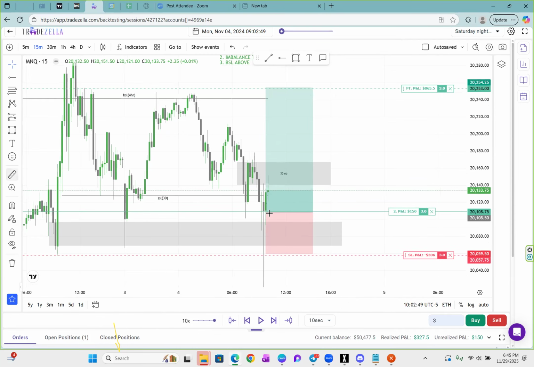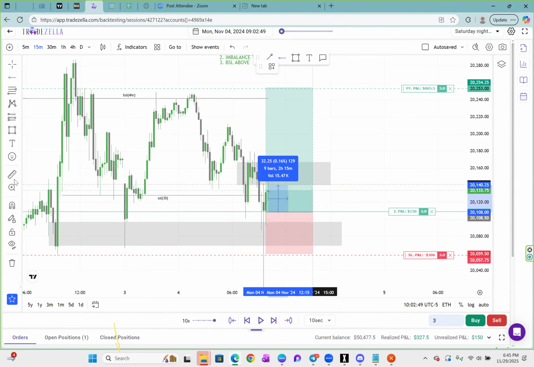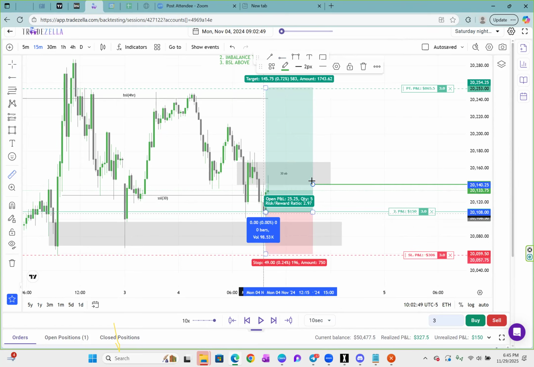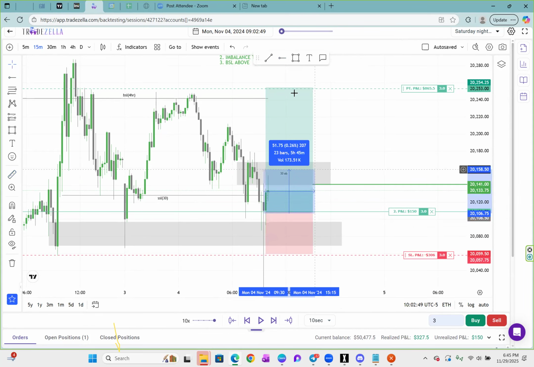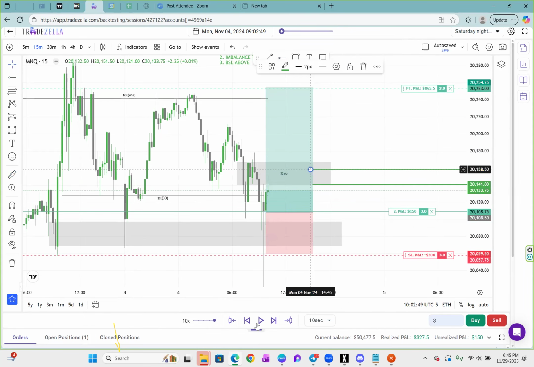So let's do our take profit. TP1 would have been here. So TP1 would have been hit. TP1 is like letting me know, hey, I may be going in the right direction, but I'm not going to take partials there just yet. All right, so let's see what happens.